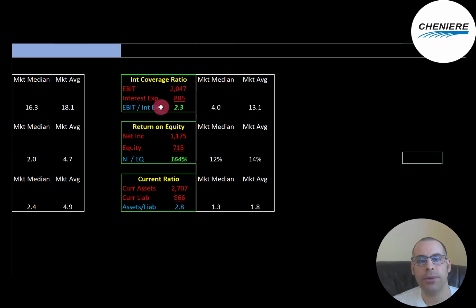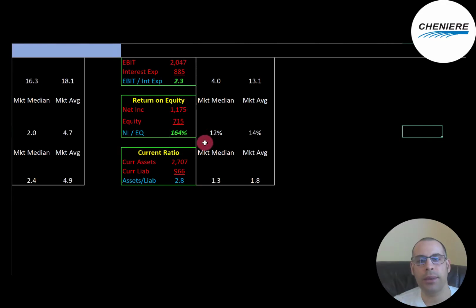A good interest coverage ratio, the median is 4.0, the average is 13.1. Interest coverage ratio is EBIT over interest expense. I like to see above 2, they're at 2.3, so they can cover their interest payments. EBIT is earnings before interest and taxes, also called operating income on the income statement.